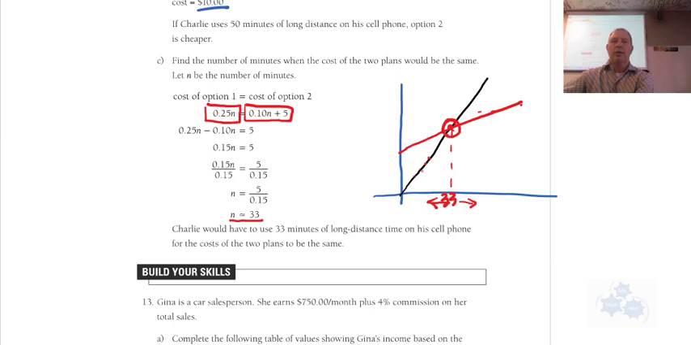You can plot the points and connect the dots, and then wherever they intersect, that x value, or in this case m value, would be the number of minutes where they both cost the same, because this is the cost for both of them at that exact minute. Okay? Any questions?